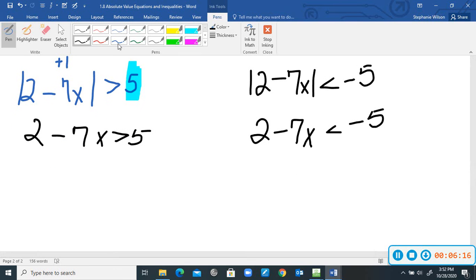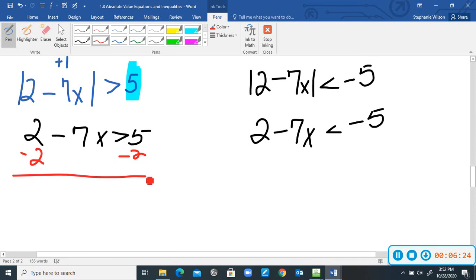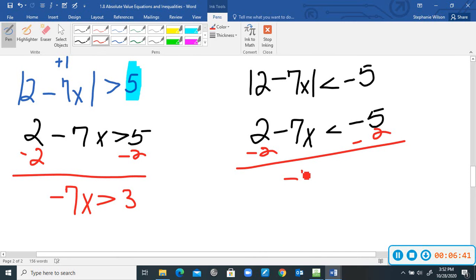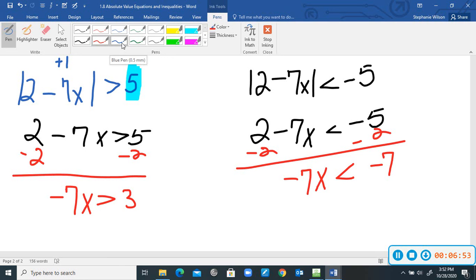Alright, so let's solve for it. I need the x by itself, so I'm going to subtract the 2 from both sides. Now I got negative 7x is greater than 5 minus 2, which is 3. Let's come over here and do the same thing, subtracting 2 on both sides. Now I got negative 7x is less than negative 5 minus 2, which is negative 7. Now I need a positive 1 coefficient on my x value, and I got a negative 7, so I need to divide it out.